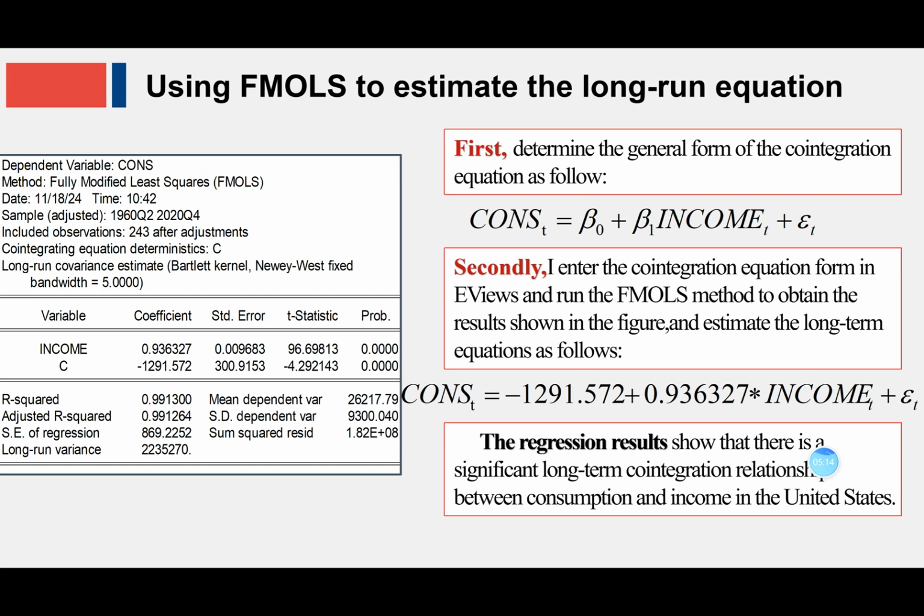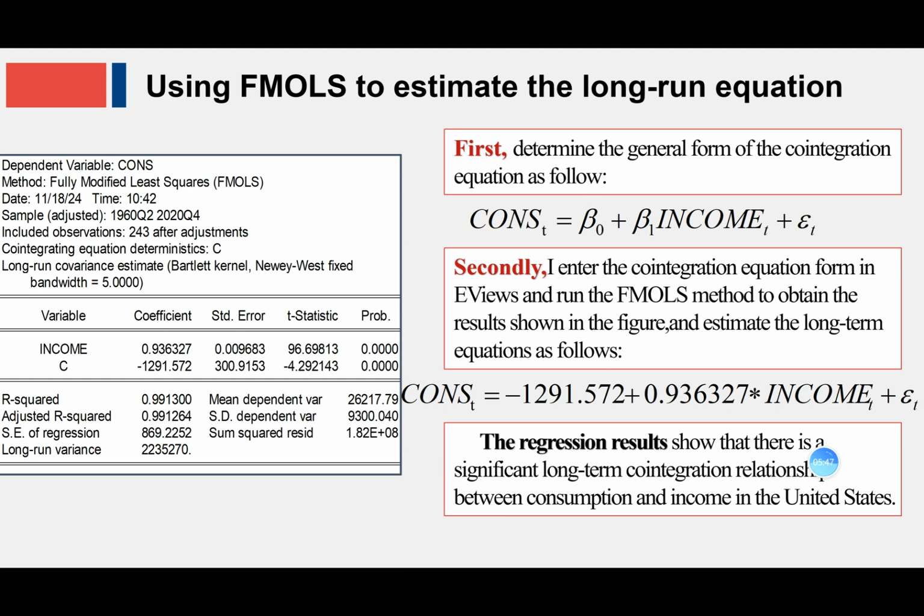Then I used FMOLS to estimate the long-run equation. First, determine the general form of the cointegration equation as follows. Secondly, enter the equation form in eViews and run the FMOLS method to obtain the results shown in the figure, and estimate the long-term equation as follows.